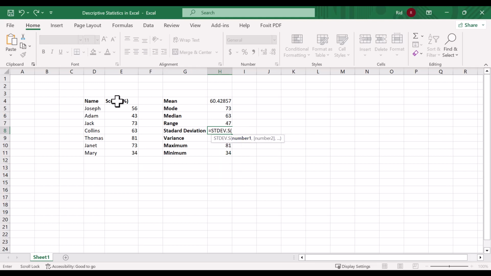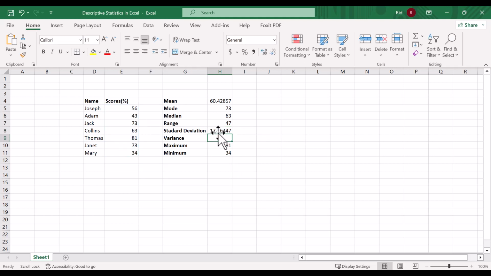So then we're going to highlight this and close the brackets. Then enter. You can see we have 17.16447 as our standard deviation.